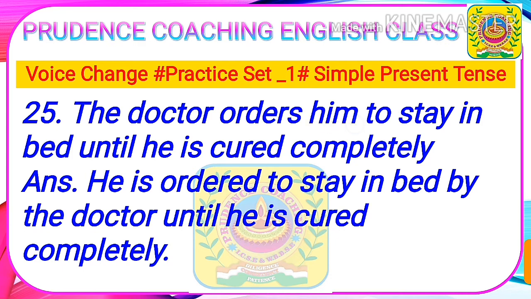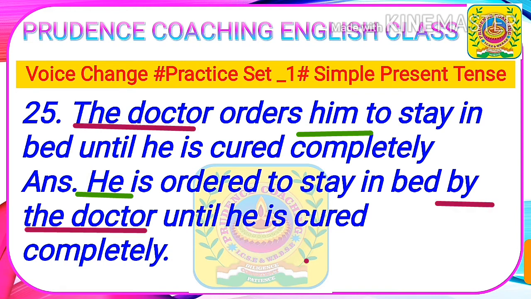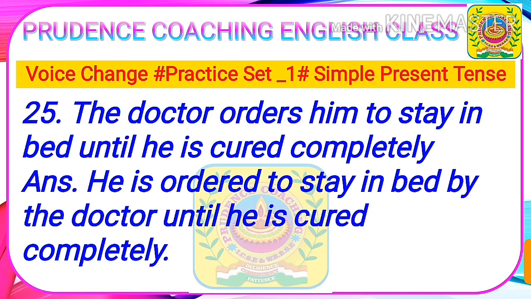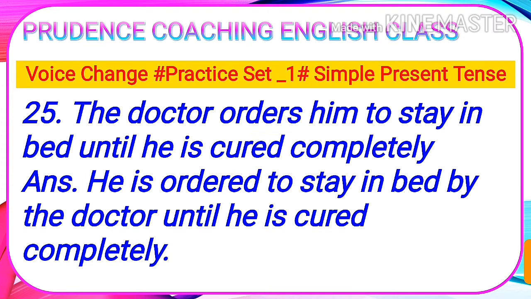So, him, which was the object in the active voice, will become he as the subject. And the doctor, which was the subject, will become by the doctor as the object. And as you can see, the verb is in simple present tense. So, we need to use is, am, are according to our new subject. Our new subject is he. So, we will use is after that. And we need to write the past participle form of the given verb. Ordered becomes ordered in the past participle form. So we have written ordered.